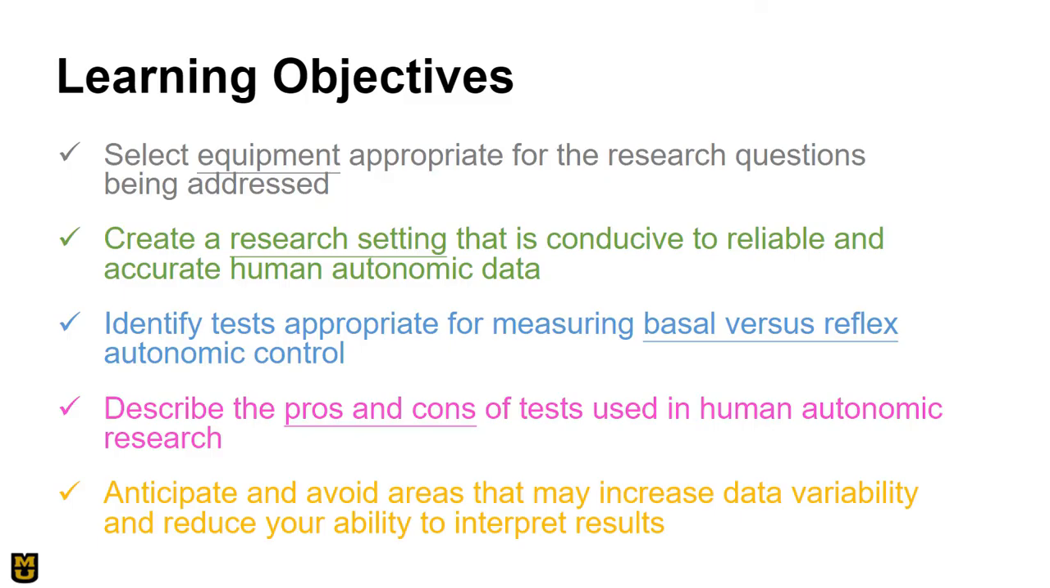All right, so I went through that pretty quickly, but if you have any questions, you can always refer back to the recording. And we should have about 10 minutes here so I can answer any questions you might have. But hopefully you got an idea of the equipment that you might need if you wanted to do human autonomic testing. Certain things you need to consider in your research space, whether it's temperature or activity in the rooms outside of your research lab during testing, which tests you want to do, whether you just want to look at basal or possibly reflex autonomic control, the pros and cons of some of these tests and approaches, so that when you do this in your lab, again, hopefully you can anticipate and avoid some areas that could increase data variability or make it really difficult to interpret your findings.